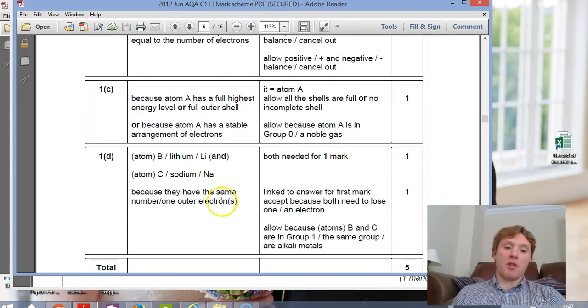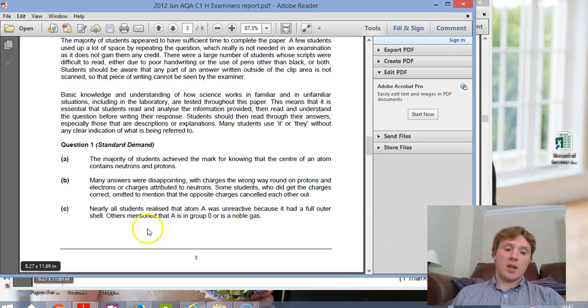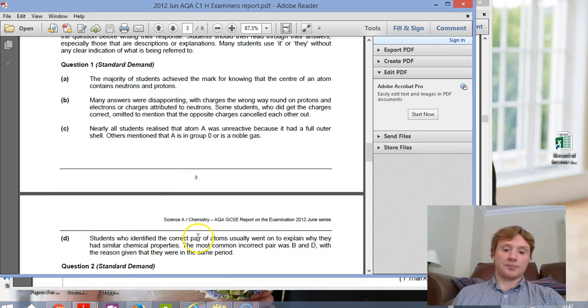They have the same number of outer electrons, or they both have 1 outer electron. Or you could say they're both in group 1, because the group number on the periodic table is the same as the number of outer electrons it has. What did the examiner's notes say?